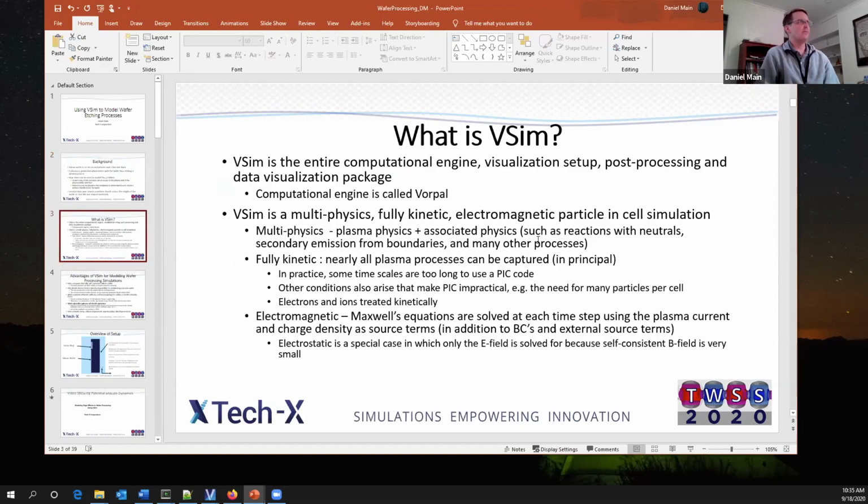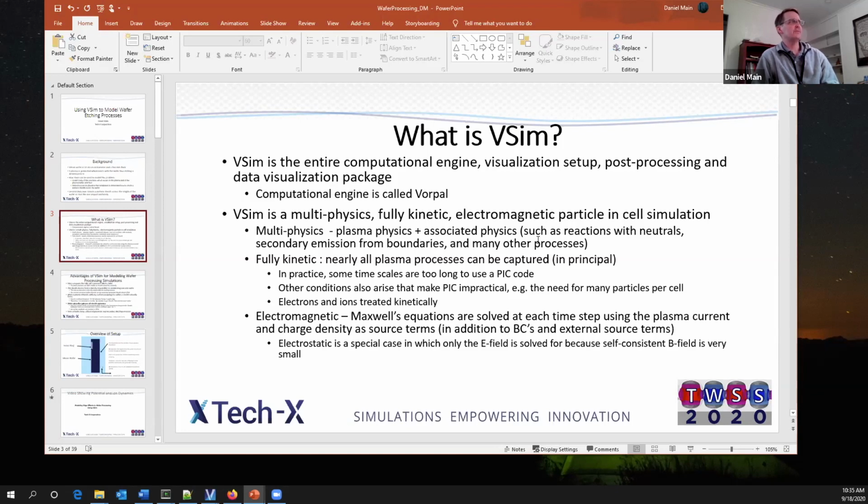Again, an overview of what VSim is. VSim is the entire computational engine, the visualization setup, the post-processing, and the data visualization package. For those of you who've been using this long enough, you may recall the term Vorpal. That would be the computational engine.